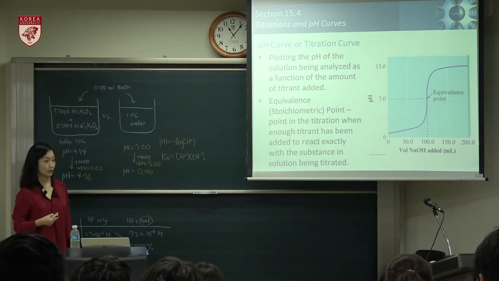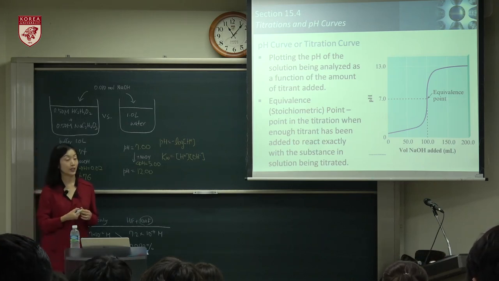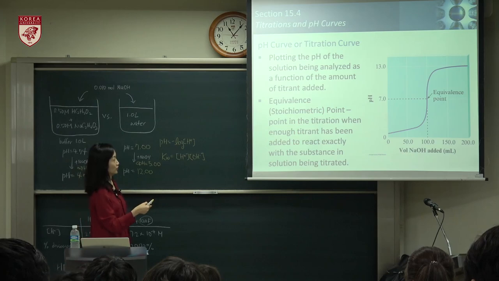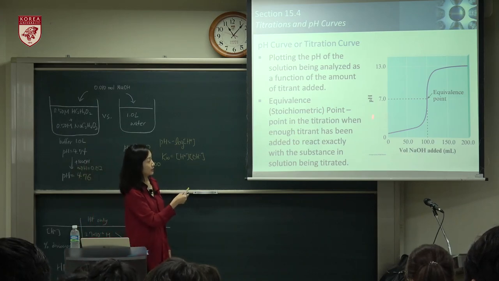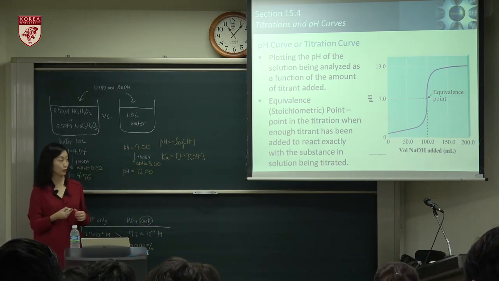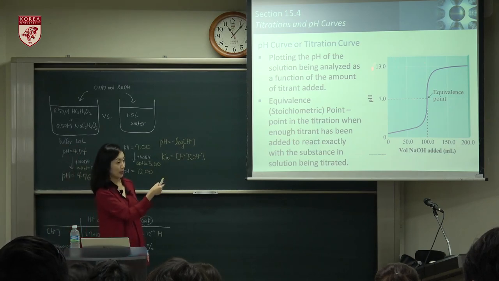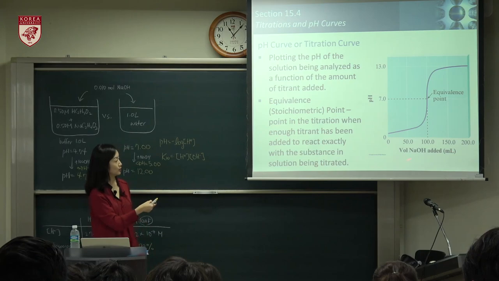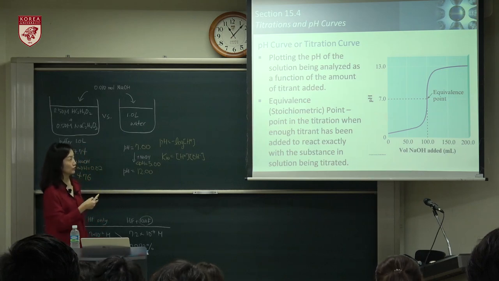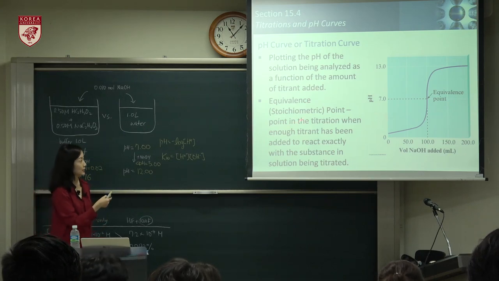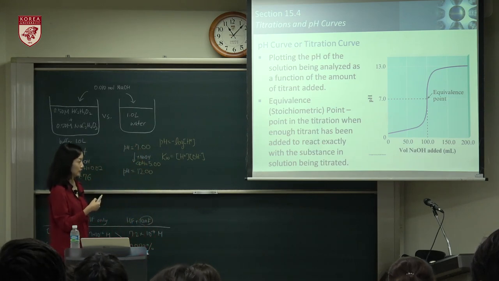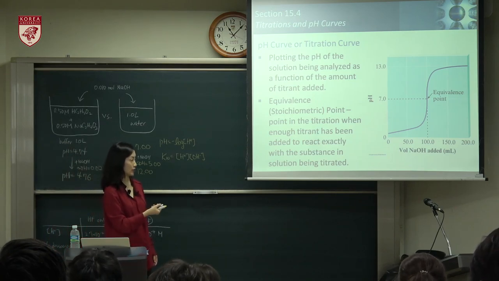The progress of the acid-base titration can be monitored by plotting the pH of the solution being analyzed as a function of the amount of titrant added. Such a plot is called a pH curve or titration curve. So we have pH on the y-axis, and the volume of the titrant on the x-axis. The equivalence or stoichiometric point is the point in the titration when enough titrant has been added to react exactly with the substance in solution being titrated.